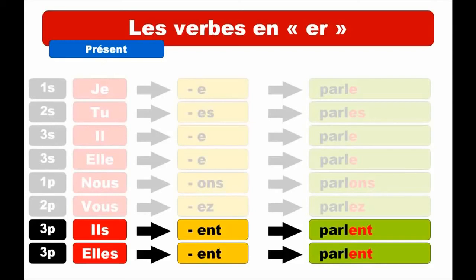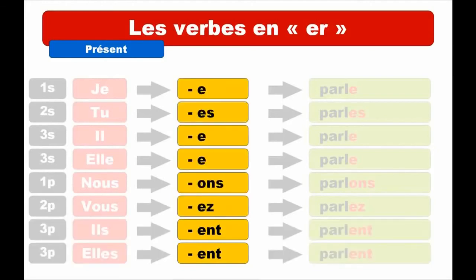But of course, the tricky thing is to remember how to write them. So keep in mind that the ending for je is e. For tu, it's es. For il, elle, it's e. Nous, ons. Vous, ez. Ils, elles, in the plural form, ent.